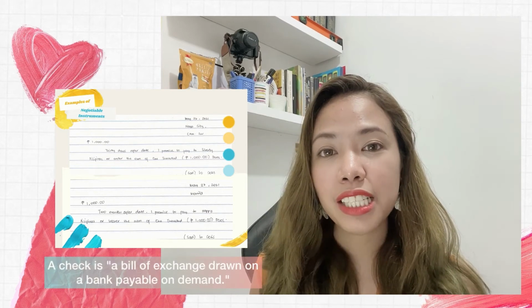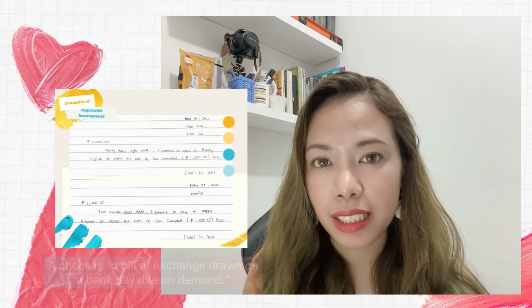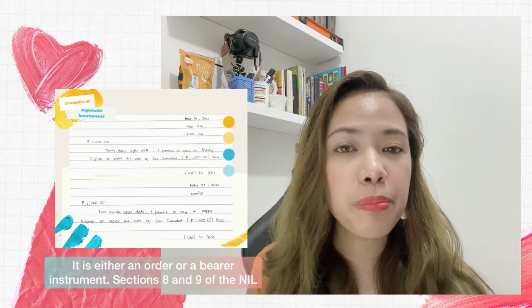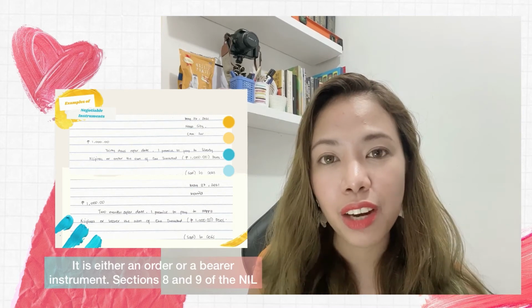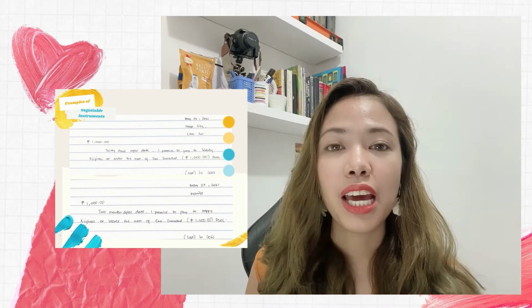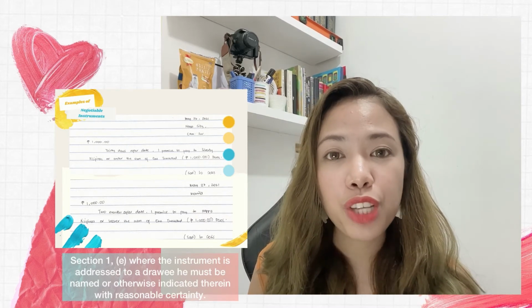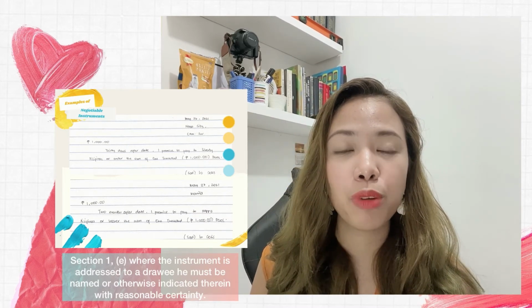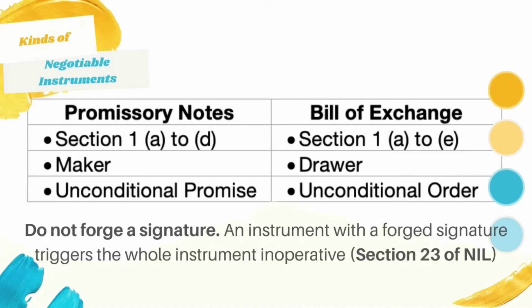A check is a bill of exchange drawn on the bank, payable on demand. It is either an order or a bearer instrument. This is cited under Sections 8 and 9 of the Negotiable Instruments Law. And finally, Section 1, letter E, where the instrument is addressed to a drawee, he must be named or otherwise indicated therein with reasonable certainty.